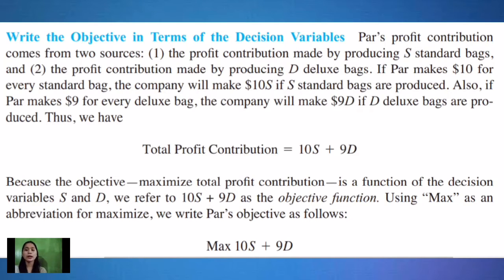Profit contribution comes from two sources. 1. Profit contribution from S standard bags, and 2. Profit contribution from the D deluxe bags. It pays $10 per standard bag. The business can earn 10S if S standard bags are made. Likewise, if PAR earns $9 for each deluxe bag produced, the company will earn 9D if D deluxe bags are produced as a result.